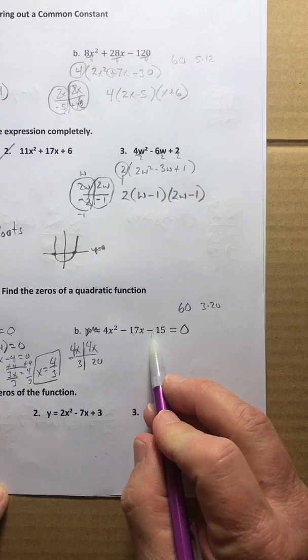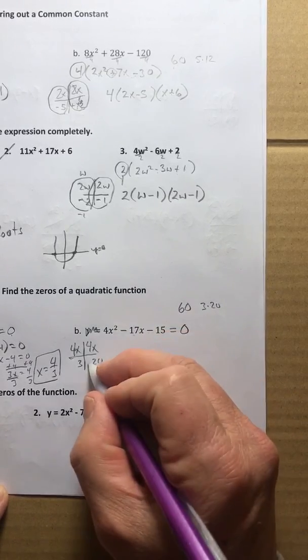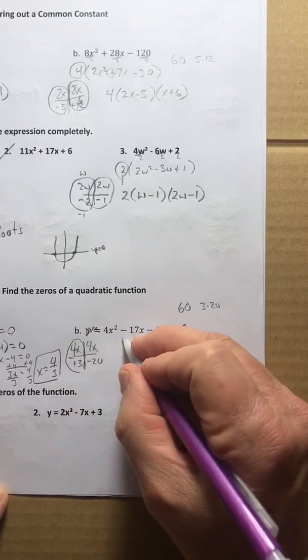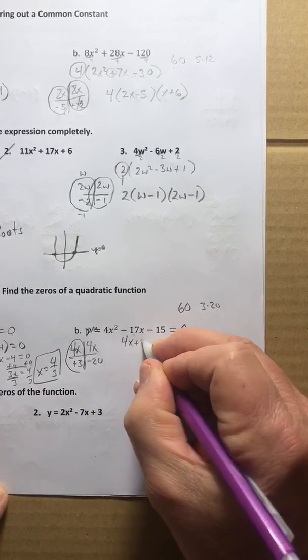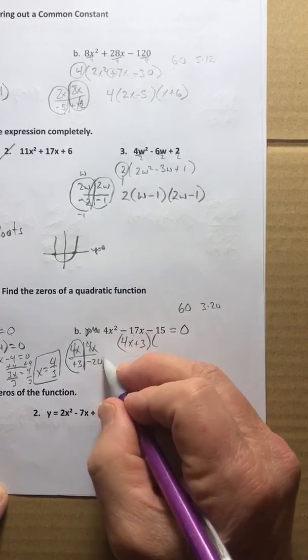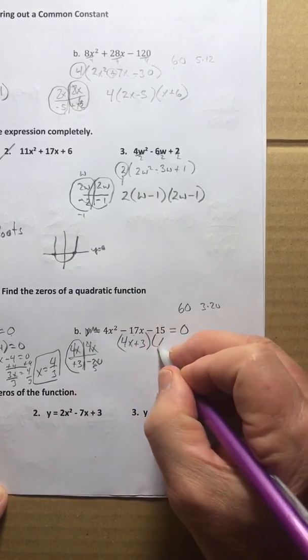Last sign's a minus sign, so signs are different. Bigger one's got to be negative because the middle sign's negative. So a minus here, plus here. Can't factor anything out of that, so we get 4x plus 3. Can factor a 4 out of this, so that leaves us with an x minus 5.